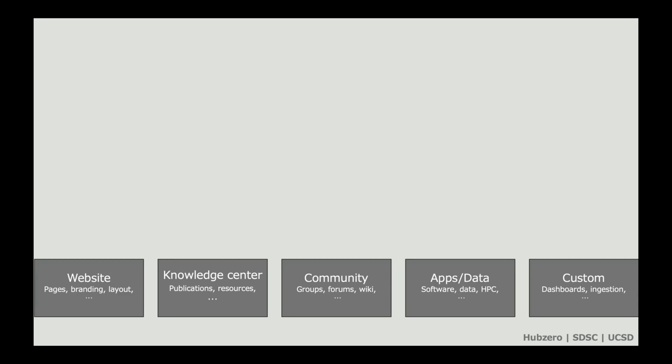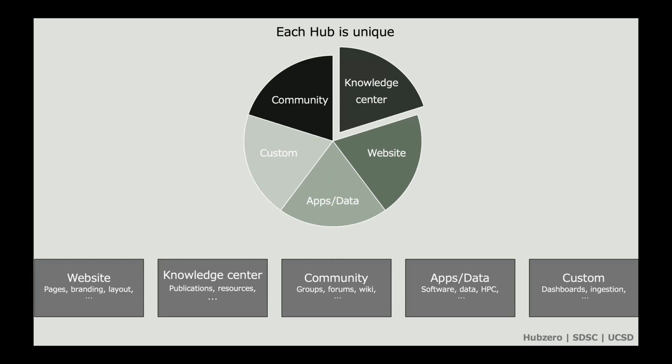And so in some ways, these are the broad categories and the ingredients of Hubzero. However, when the hub is set up for a research community, every hub is unique. They can change the proportion of what these components mean for them, customize them, and make them available to their community. And so this mix varies from hub to hub. It's never an even mix, it's always custom.